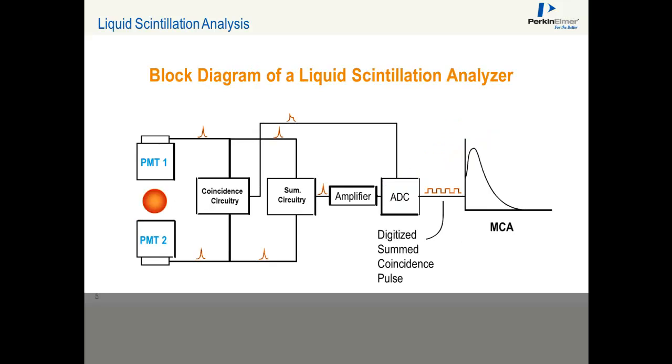Shown here is the block diagram of the liquid scintillation analyzer. The twin PMTs will send signals to the coincidence circuitry. If they arrive within 18 nanoseconds of one another, we consider the pulses to be from a radioactive event and not a noise pulse. The coincidence circuit will allow the analog-to-digital converter to open and accept signals. The twin signals will be summed together in the summation circuit and then digitized by the ADC circuit and placed into a multi-channel analyzer for storage and final data reduction.